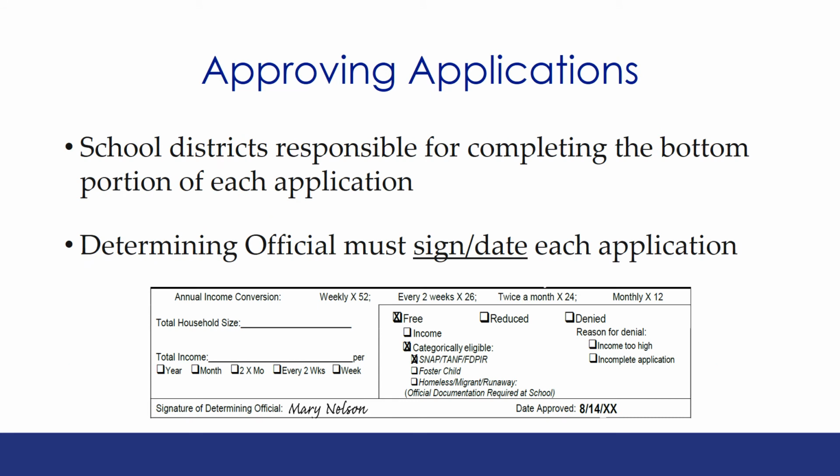The school district is responsible for completing the bottom portion of each application. The determining official is the person responsible for approving students for meal benefits. The determining official must sign and date each application. If we go back to the first example on page 2, take a look at the bottom portion of the application. With a master case number, Justin automatically qualifies for free meals, so the boxes for free, categorically eligible, and SNAP, TANF, FDPIR have all been marked. The determining official, Mary Nelson, has signed and dated the application.